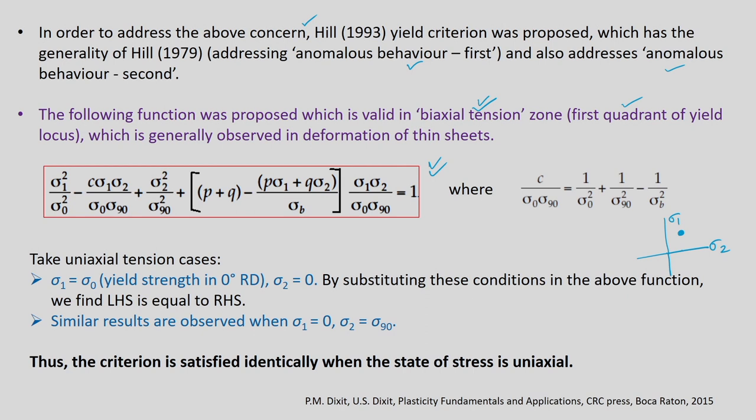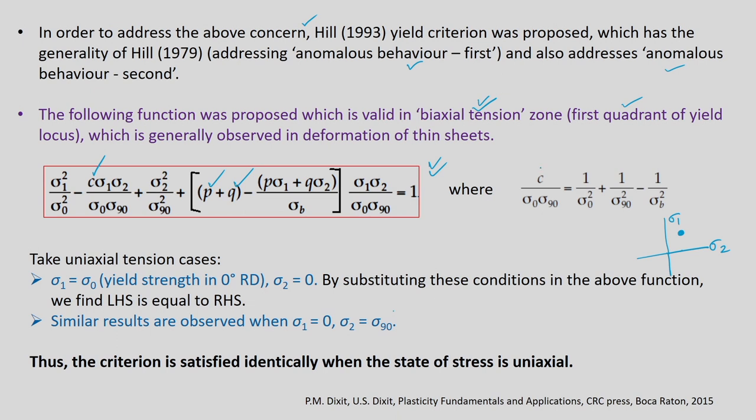Okay, you can just look into this equation. Of course you know that sigma 1, sigma 2, sigma 0, sigma 90 are all known to us except three things: one is C, then P, and then Q. These three are a bit different.